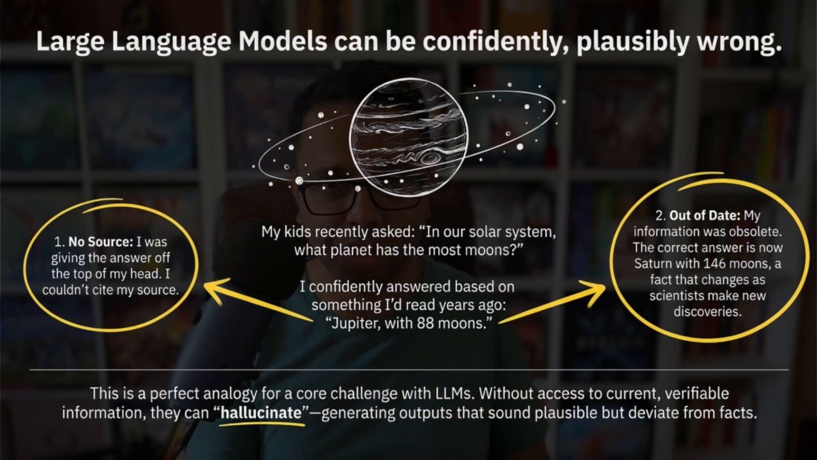There was no source. When did I learn it? I still don't remember when I learned it. The second is that it is out of date. If I had done my research, let's say I did some Google search or something like that, I would have probably figured out that the right answer is Saturn, right? With around 146 or maybe more than that, I don't know. But I would have probably known that the planet with the most number of moons is Saturn.